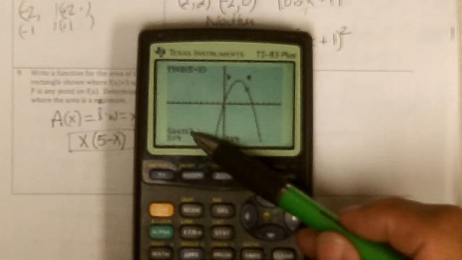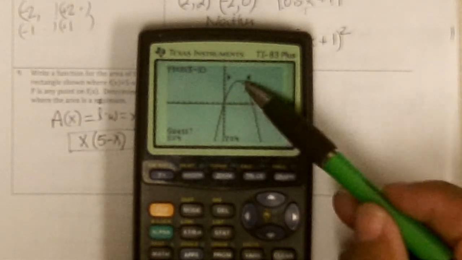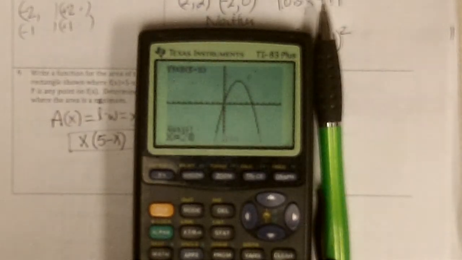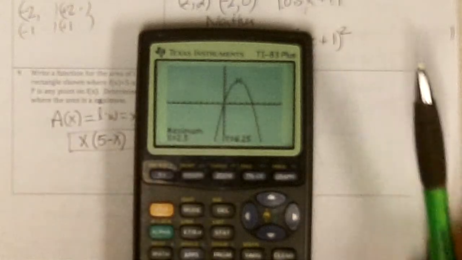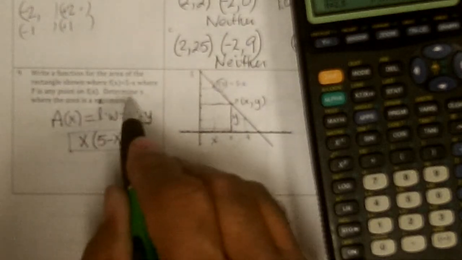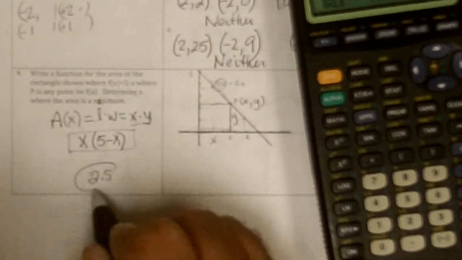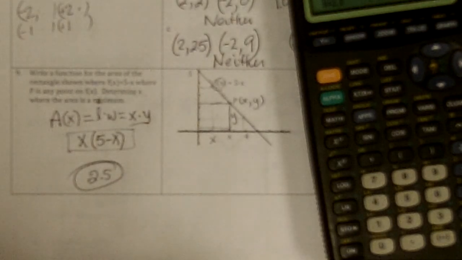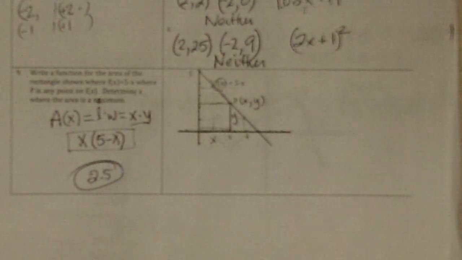And it says, what's your guess at where it would be in the x? Well, it looks like it's about 2.5, so I'm going to put in 2.5 as my guess. And it says, no, no, I was right on. 2.5, and the area was 6.25. So determine the x: 2.5 is where I get the maximum area. And that's the sample test.